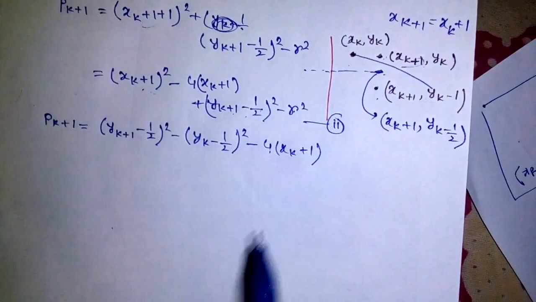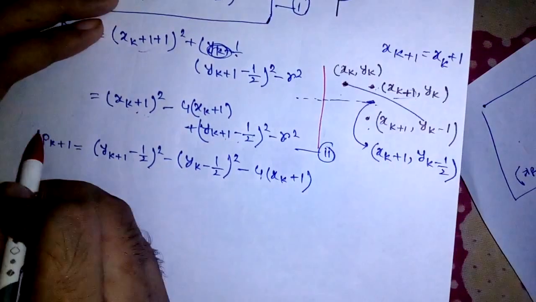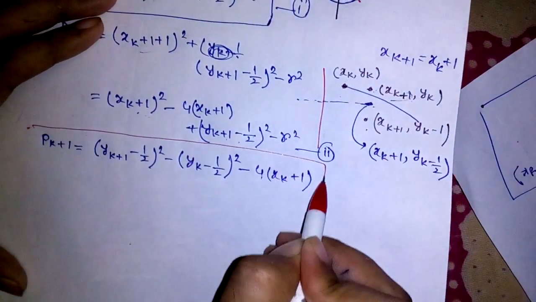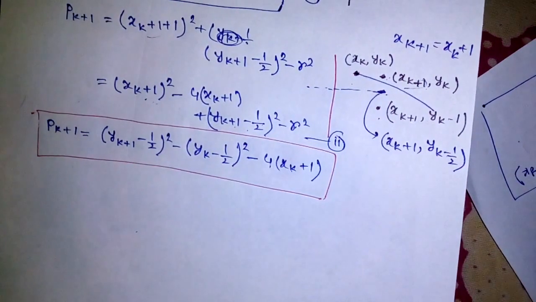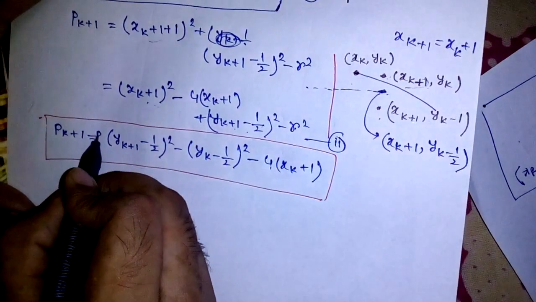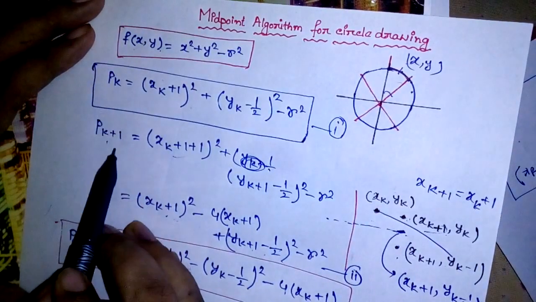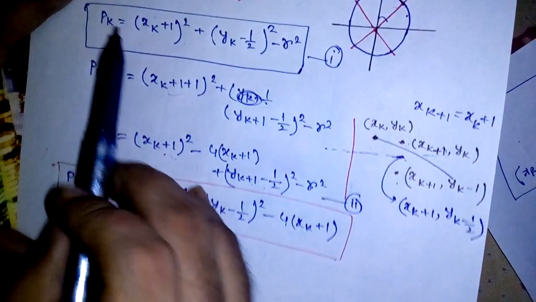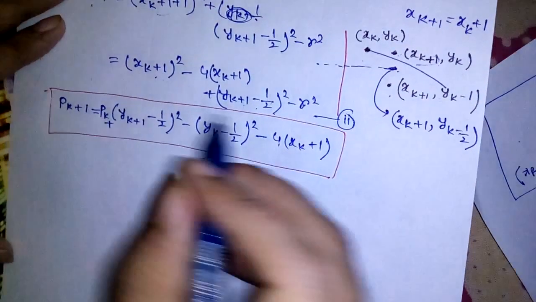Now you can further simplify that, but I don't want to make the calculation a bit complicated, and I am a bit lazy, so I'm gonna keep it as it is. Now we are done. Actually there will be a pk, because we are subtracting pk minus 1 from pk minus 1, we are subtracting pk. Now in terms of previous decision parameter, I got this value.